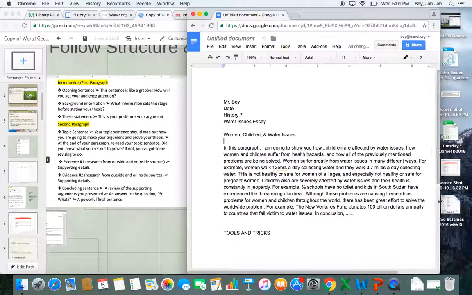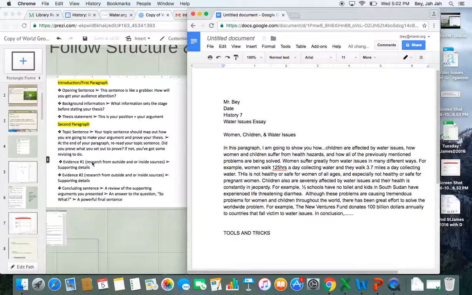So notice your thesis was in this essay, but for your topic sentence, we're going to get more specific and detailed. In this paragraph, I'm going to show you how children are affected by water issues, how women and children suffer from health hazards, and how all of the previously mentioned problems are being solved. All right, that's three different things that I'm going to show you in this paragraph. One, children. Two, how women and children suffer from health hazards. Three, how problems are being solved. That is my topic sentence.